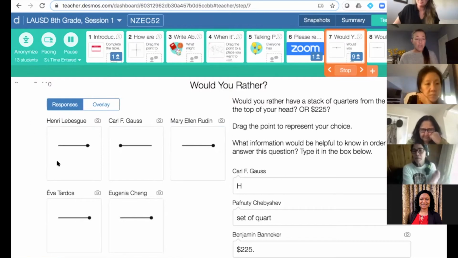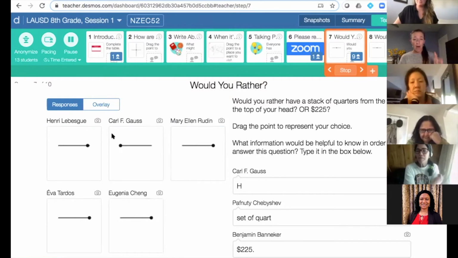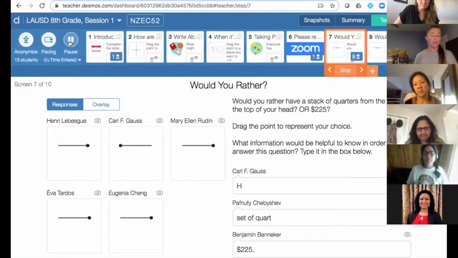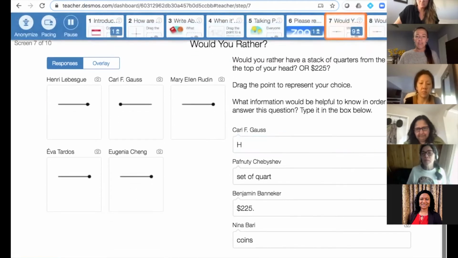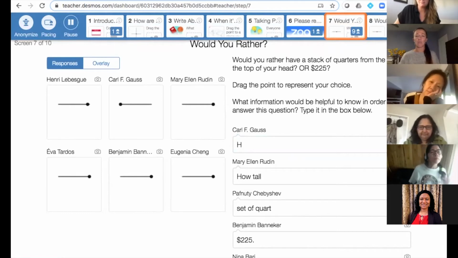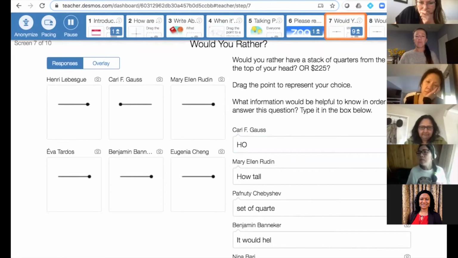Now, I know that I limited you in terms of time and I paused you, so maybe not everybody got a chance to answer. I'm going to open it back up and I'd like you to think about what information would be helpful to know in order to answer this question, and type that into the box on your screen. I've unpaused it. Feel free to answer. We're on slide 7. What information would be important to know to help you make a more informed decision here?